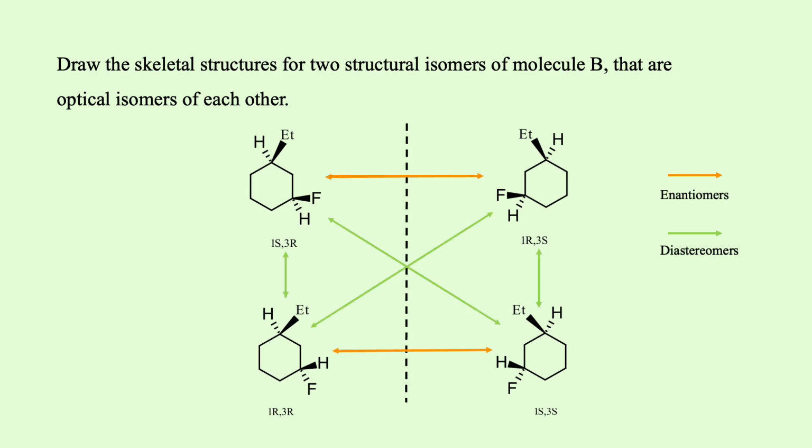This is a fun diagram showing which of the enantiomers are enantiomers of each other and which ones are diastereomers. You can see that the 2 enantiomers are not enantiomers of each other.